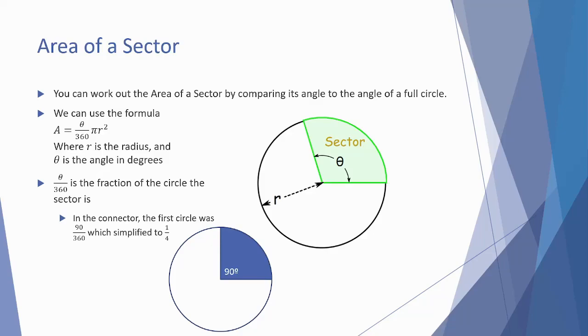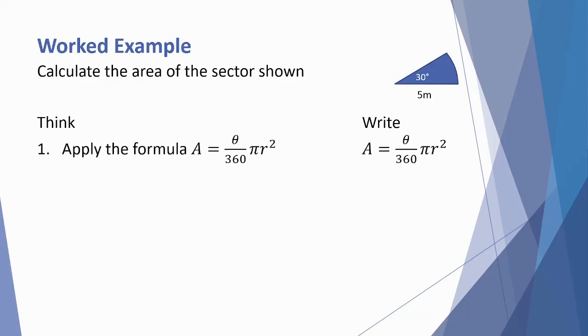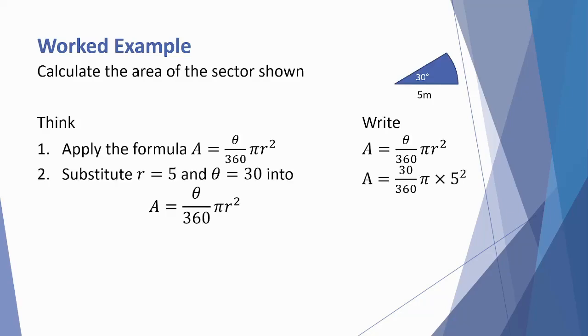Let's try an example. So here I have a sector, and it's got there 30 degrees and 5 meters, and I need to calculate the area of that sector. Again, I'll put my thinking on the left-hand side and what I show my teacher on the right. So I will start off, because this is a sector, I will write down my sector formula. So I will write A equals theta over 360 times pi r squared. Next, I substitute in those known values. So I know that the radius is 5, I know that the angle is 30 degrees, and I'll put that into that equation, and you can see the numbers are in there.